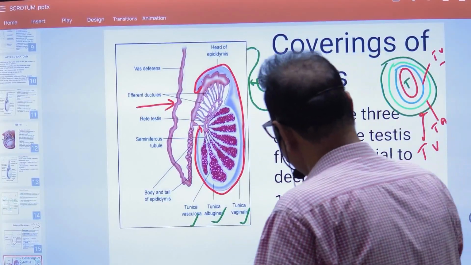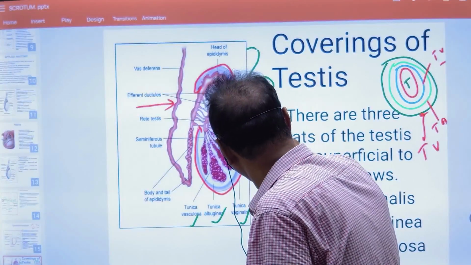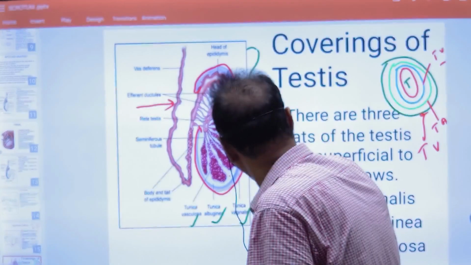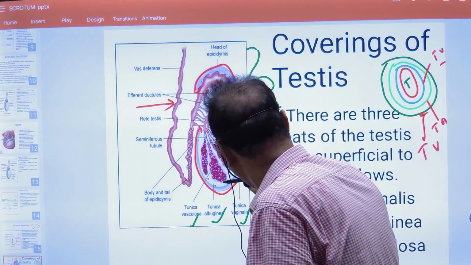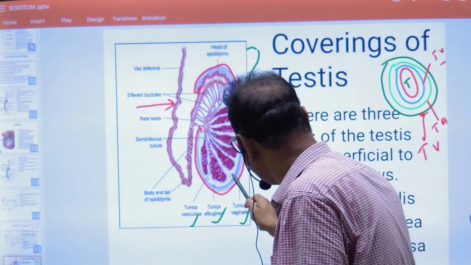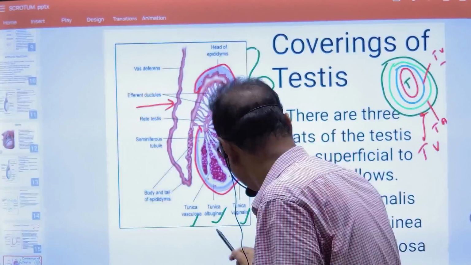Now the next layer is tunica albuginea. You can see over there the tunica albuginea. What you are seeing over there, this is the tunica albuginea. And from the tunica albuginea, this whitish structure which you are seeing over there, it is entering like this.